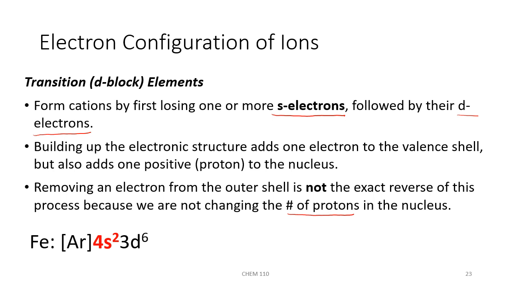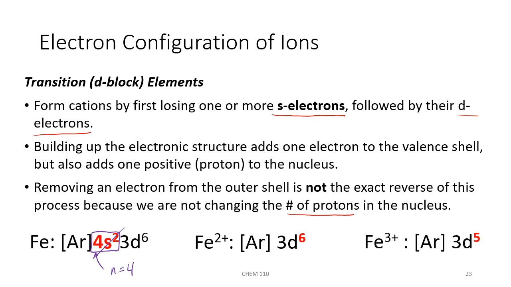So for iron, for example, the shorthand configuration is [Ar] 4s2 3d6. When we form an iron 2+ ion, the electrons that get taken away first are these two 4s electrons. Those are going to be from the highest value of n, or n equal to 4. Those are what we remove when we first form the iron 2+ ion.